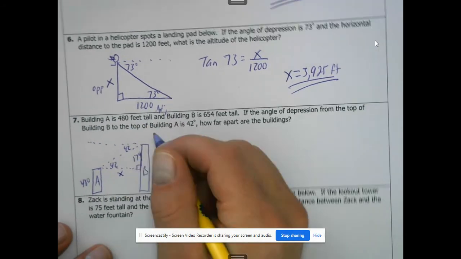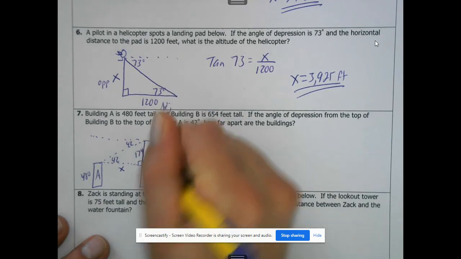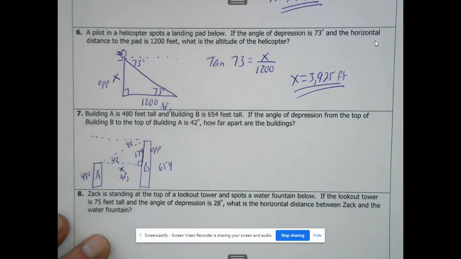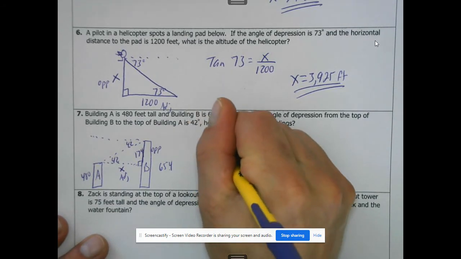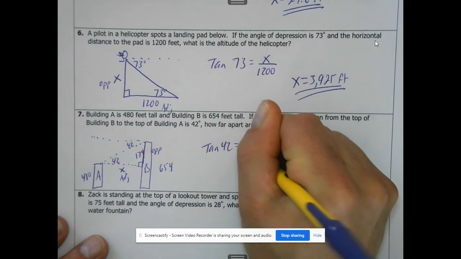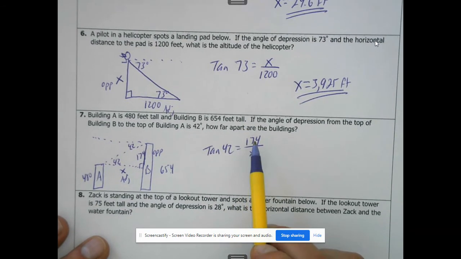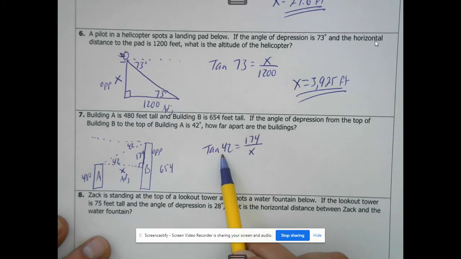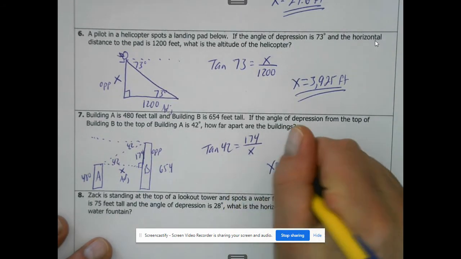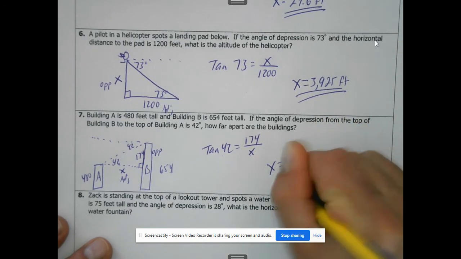Label the pieces. Across the triangle is opposite. Next to me is adjacent. O and the A, I'm going to use tangent. So tangent of 42 equals opposite 174 over adjacent X. Variables on the bottom, you got to divide. Type in 174 divided by tangent 42. Comes out to be 193.2 feet.